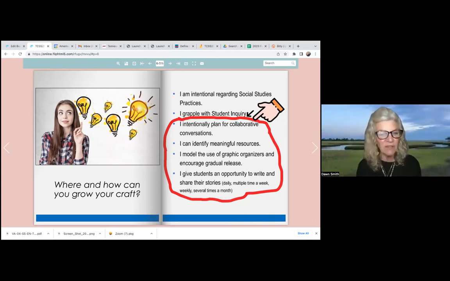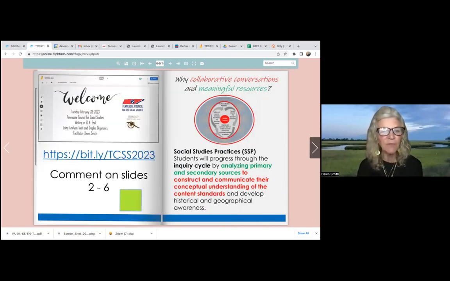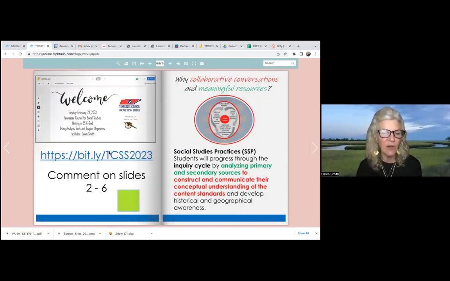So I want you to think about that, because I think those are really easy ways that teachers can grow their craft. So if you would, I put in a link right here to a Jamboard. I tried to make it into a bit.ly so it'd be a little bit easier to copy. But it's https://bit.ly/TCSS2023. And if you would go ahead and open up that Jamboard, I'm going to go to it myself.